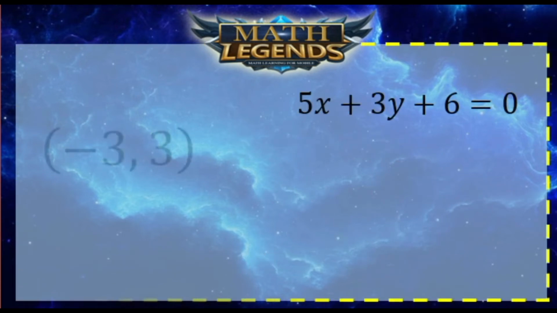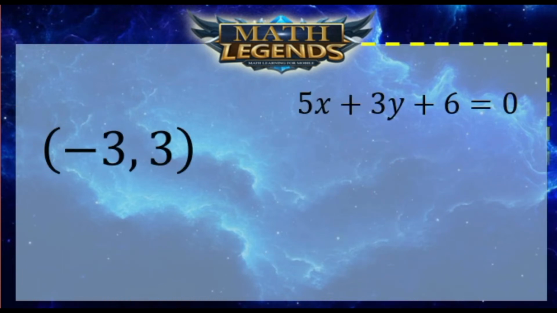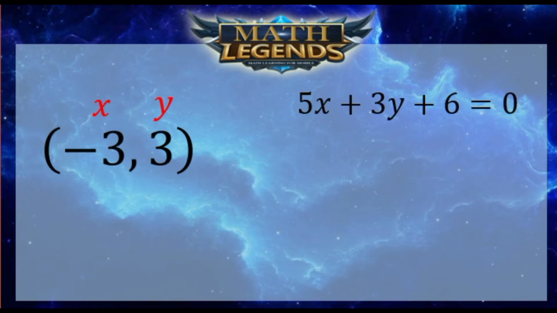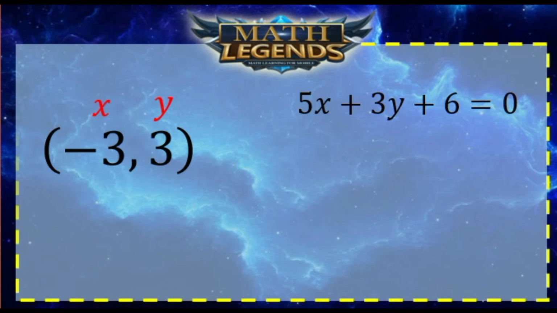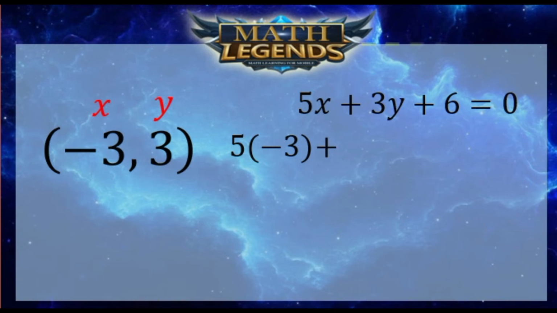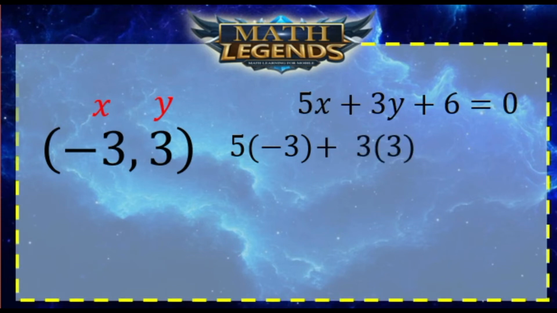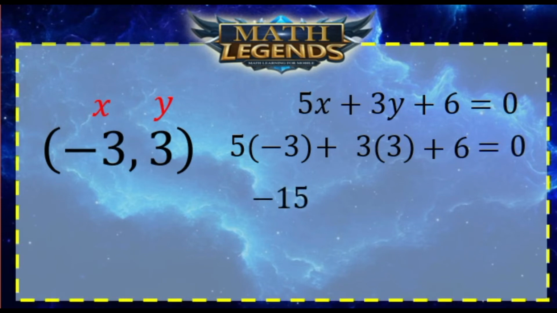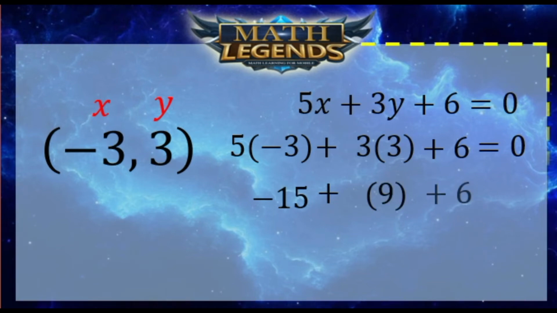Now let us try to have negative 3 and 3, wherein x is equivalent to negative 3 and y is equivalent to 3. Let us try to substitute. 5x will become 5 times negative 3 plus 3y will become 3 times 3 plus 6 is equal to 0. 5 times negative 3 will become negative 15 plus 3 times 3 that will become 9 plus 6 is equal to 0.